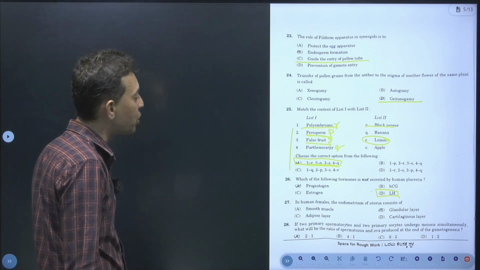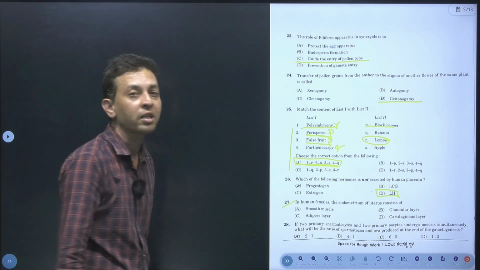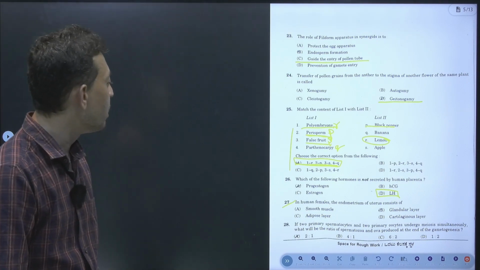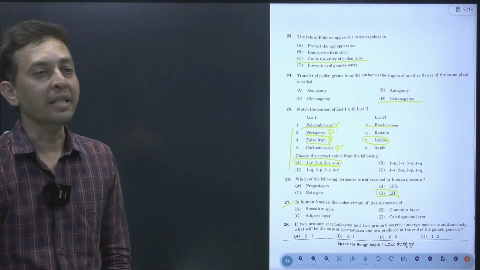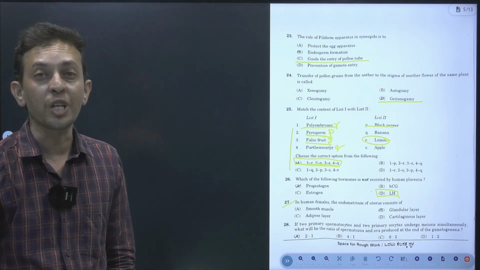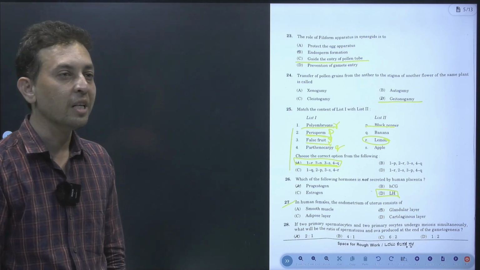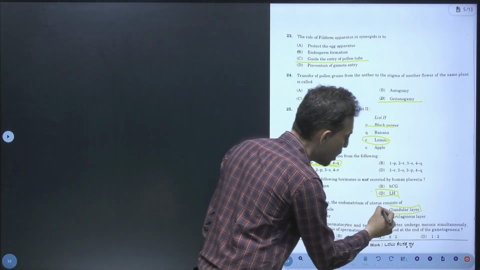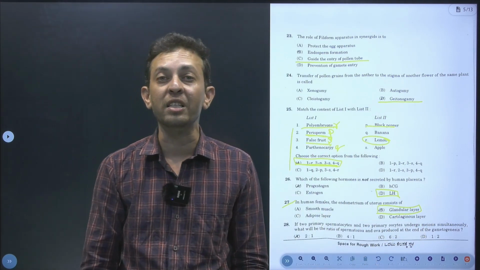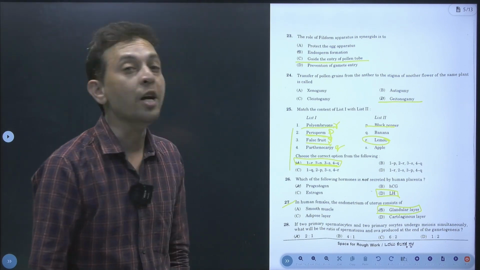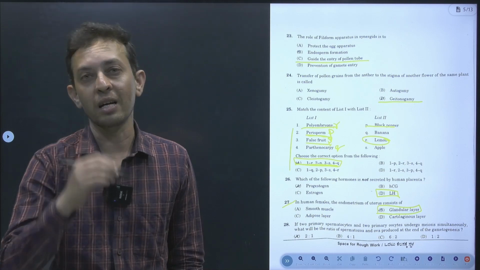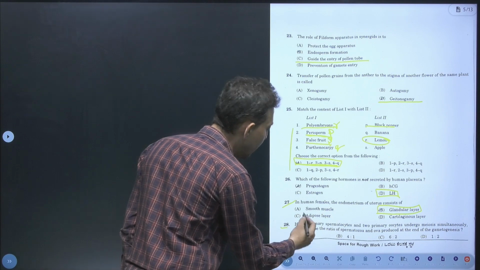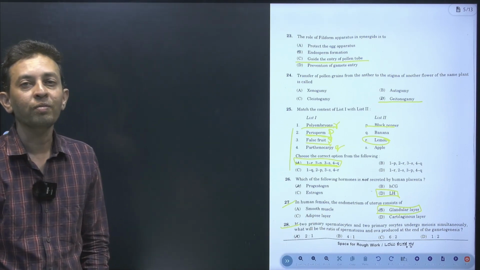Moving on to the next question, it is also a direct question, the 27th, a very direct question. In human female, the endometrium of uterus consists of a glandular layer, students. We have all studied in the menstrual cycle that the endometrium is a glandular layer, right? Glandular layer.